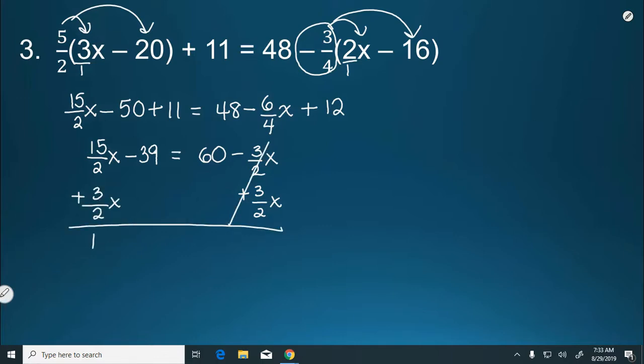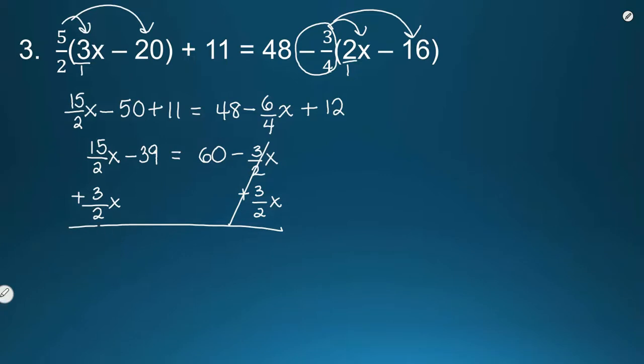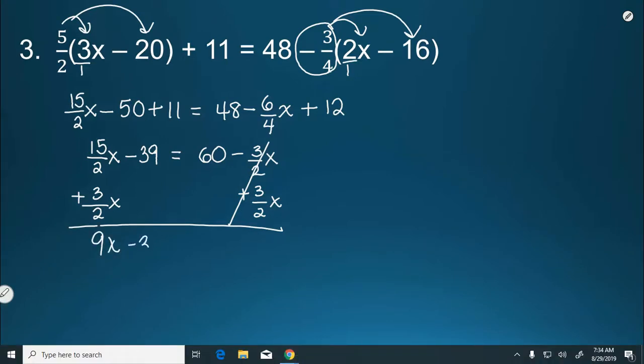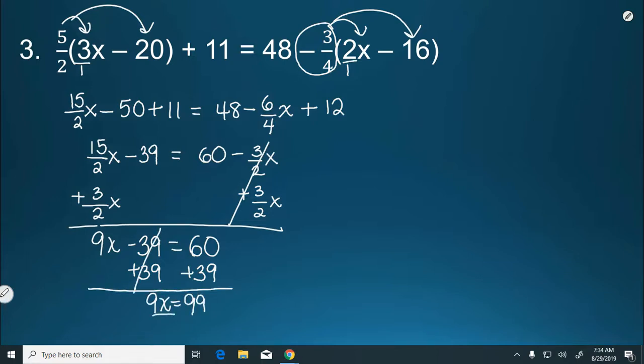Cancels. I'm left with 18 halves. Well, 18 halves is easy to simplify. That's 9. So I'm going to change that right away to 9x minus 39 equals 60. Then I'm going to add 39 to both sides. I get 9x equals 99. Then I'm going to divide by 9, and x equals 11.